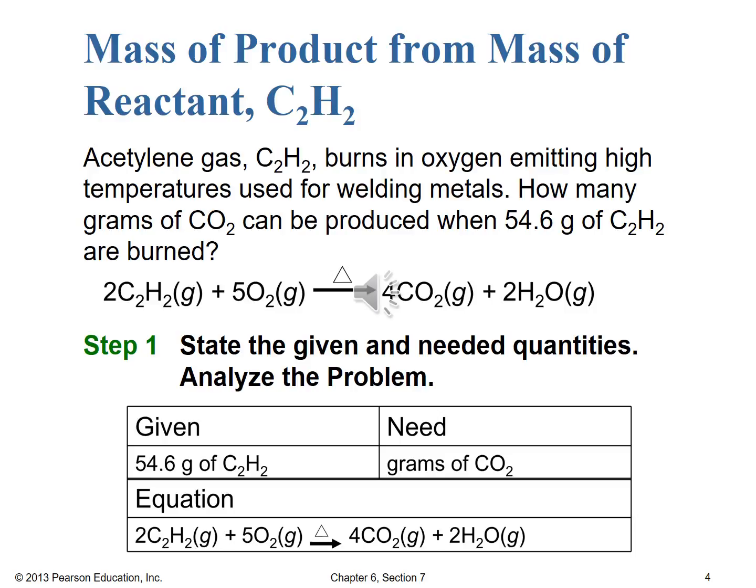So our step 1 here is to state the given and needed quantities, and when we analyze this problem, we see that we're given 54.6 grams of acetylene. We need to know the grams of CO2 that can be produced from that, and our equation is given already balanced for you. Sometimes you'll have to balance it, sometimes it's already balanced. The other thing that I think is already bothering a few of you is we have to assume here that we have plenty of oxygen, because ultimately if we have limited oxygen, then we might not be able to react all of that 54.6 grams of acetylene. For this problem, let's assume we have plenty of oxygen around.